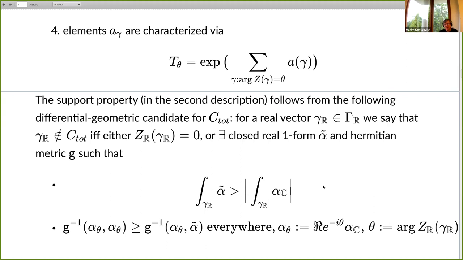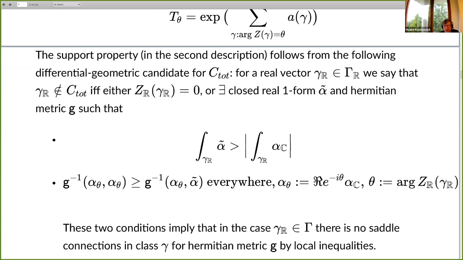We a priori know that some elements gamma cannot be saddle connections, gradient lines. And the description is really kind of tricky. The logic of this description is complicated. So instead of saying what this closed subset C total is, here I go to the second description. Instead of describing this closed subset C total, I describe its complement, which will be an open subset.